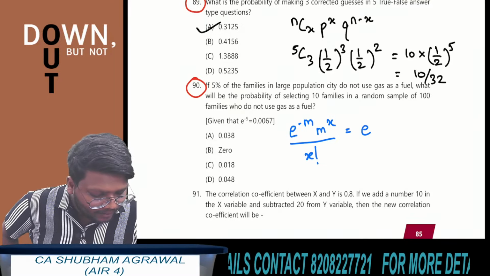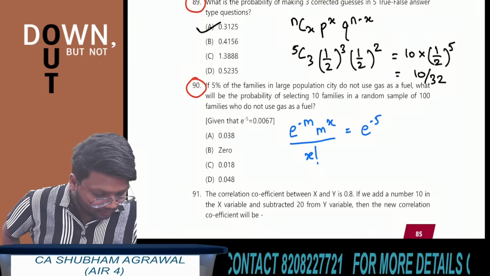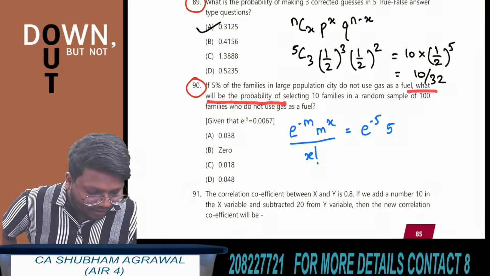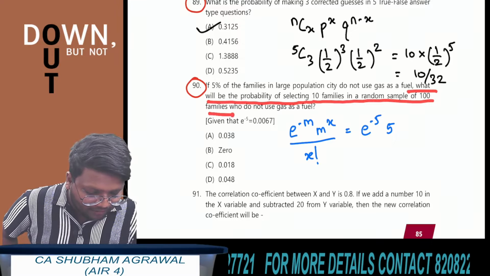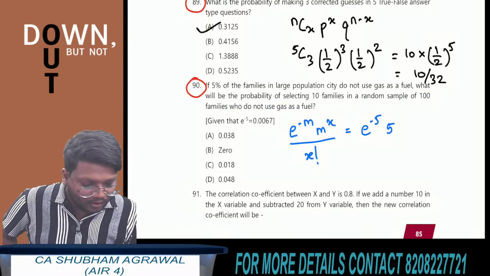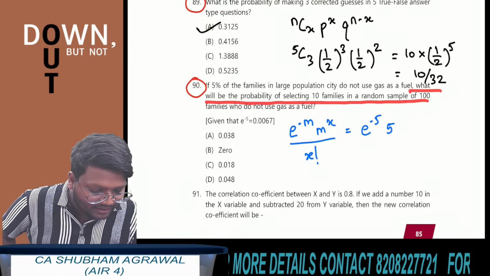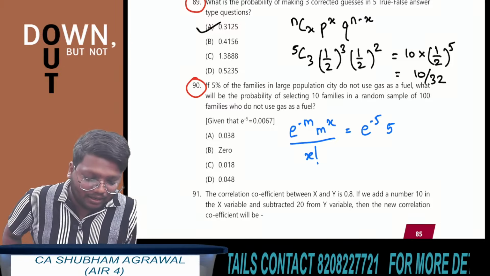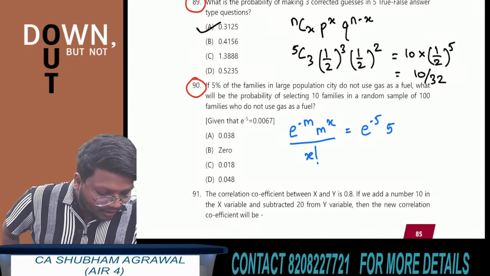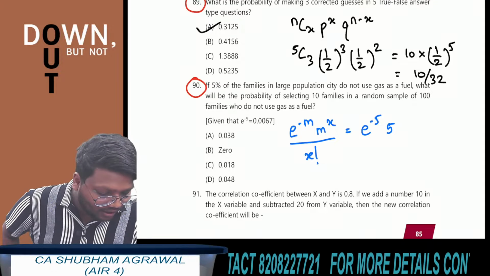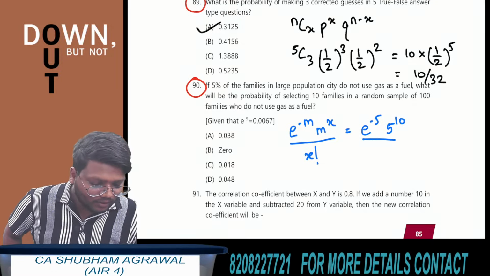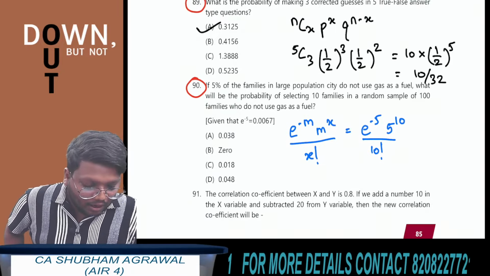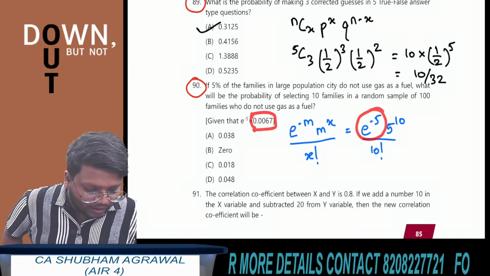I am writing here e to the power minus 5 multiplied by m, which is 5. And x is what here? They have asked the probability of selecting 10 families in a random sample of 100 families who do not use gas as a fuel. So e to the power minus 5 multiplied by m to the power x, where m is 5 and x is 10, divided by x factorial, so divided by 10 factorial. Now e to the power minus 5 is given in the question as 0.0067.